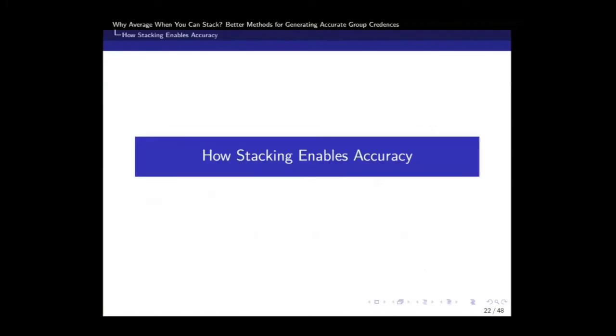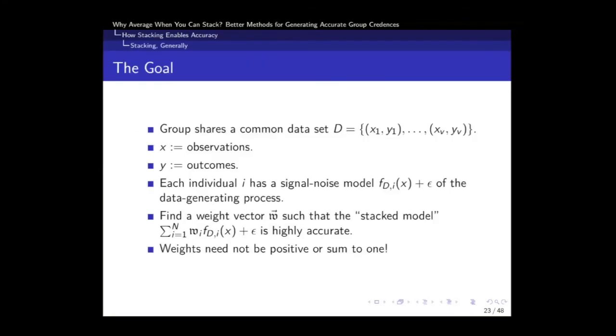So how can stacking enable accuracy in these kinds of cases? First, we better say what stacking is, and I'll explain stacking by outlining what the goal of a stacking procedure is. So the group here is going to start with a common data set of pairs x1, y1 through xv, yv. I should say that in general, these x terms, the observations, can be vectors rather than individual real numbers. For the sake of tractability, I'm just making them all real numbers. And then the y's are going to be the outcomes.